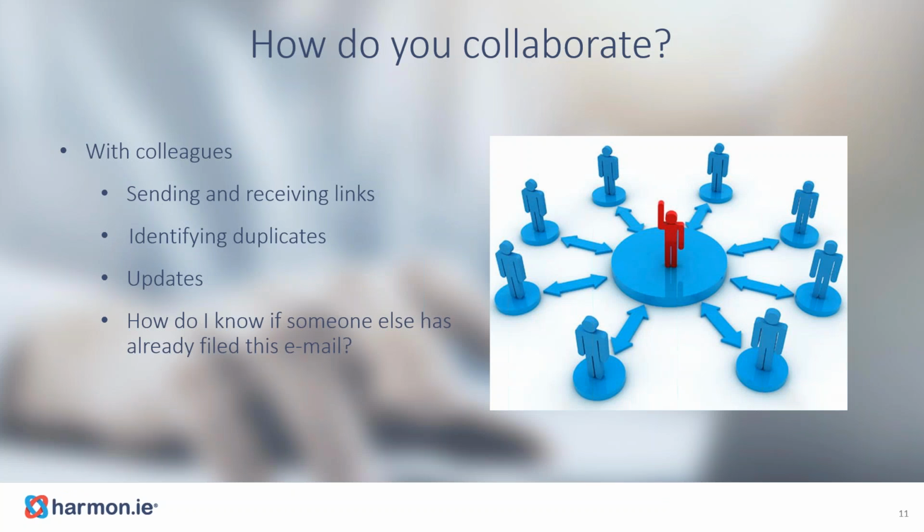So what about collaborating with your colleagues? It's obviously slightly different here. For example, I might want to send a document to Susan, who's working on this project with me. In this case, I want to send a link to a document, and what happens when she receives that link? Also, an email may have been sent to a group of users, and I'm the first one to save it. How do I identify if it's already been saved? And if it has, how can I find out where it's been saved? Also, being notified about any updates from my colleagues as well.